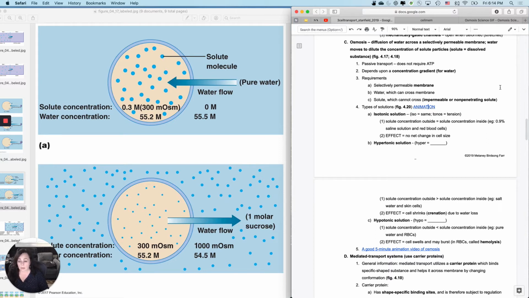And so you are going to need to be able to predict which direction water is going to move, even when you're often only given the solute concentration. So the ping that should occur in your head that tells you that osmosis instead of diffusion is going to occur is an impermeable or non-penetrating solute. Okay, so now let's look at the types of solutions, and we'll sort of draw them out. And I know you've drawn something like this before.